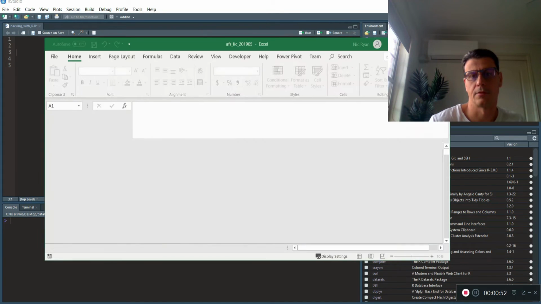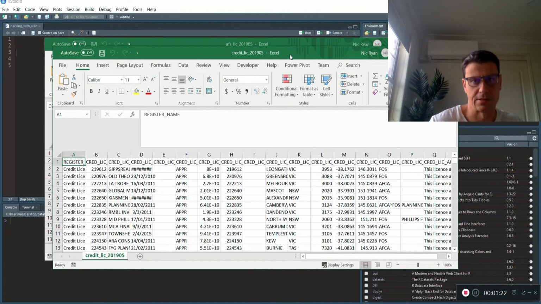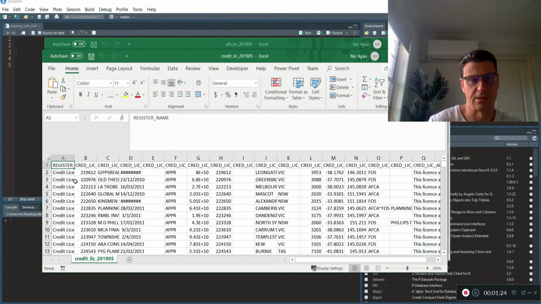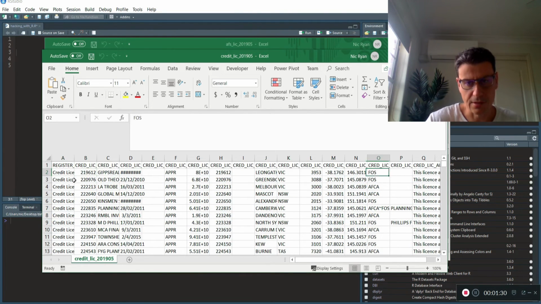There's a couple of different types of licenses you can get in Australia, and this one, the AFS license, is all about if you are selling financial products like insurance products and banking products, and the different advice you can give for selling other people's products. And there's also credit licenses, and this is a data set of credit licenses, which is all about the different licenses that you can have when you are in the business of lending, essentially.